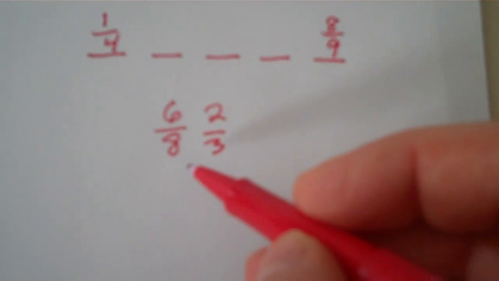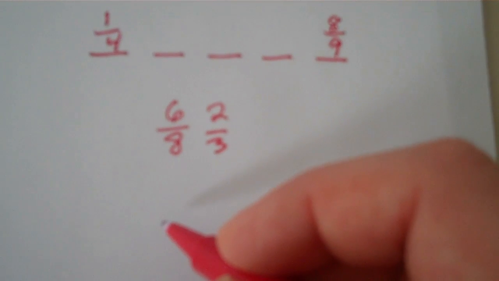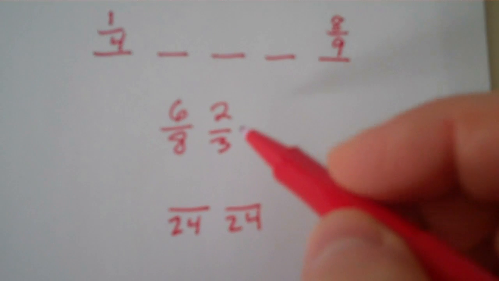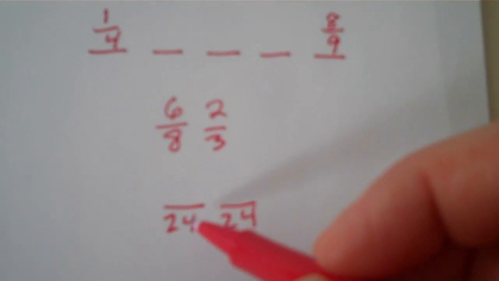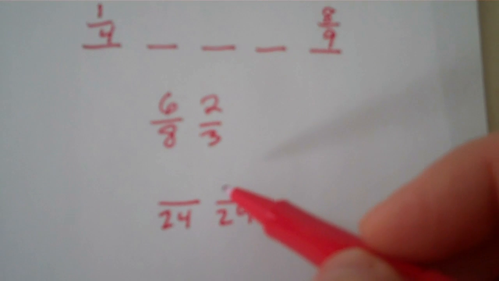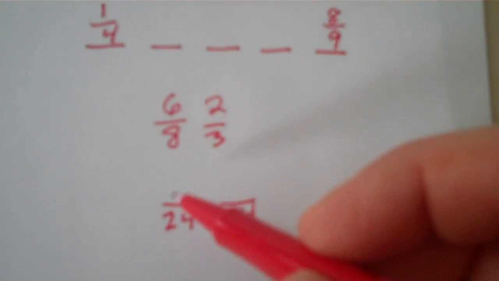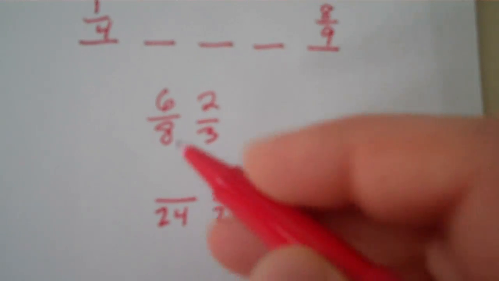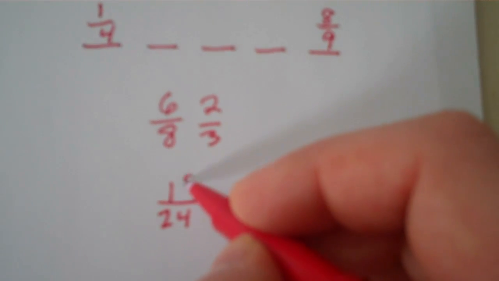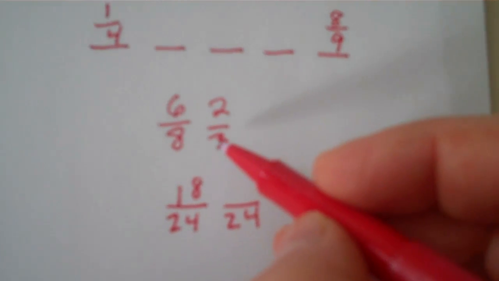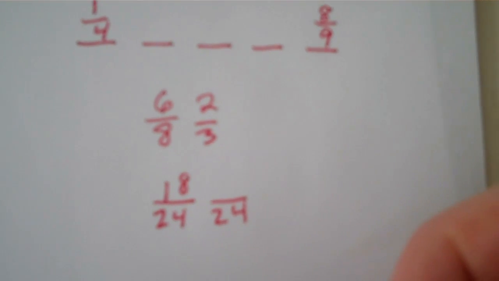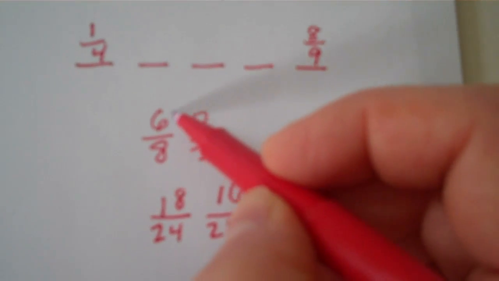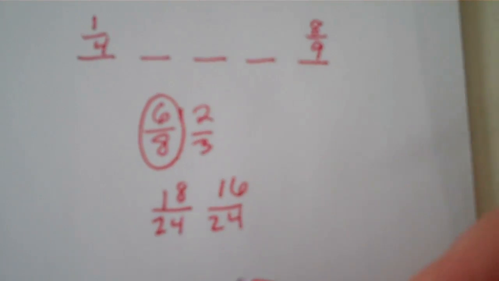Now, I first need to find a common denominator for 8 and 3, and that's going to be 24. 8 times 3 is 24, and I know that it's a multiple of both of those numbers. To get from 8 to 24, I needed to multiply by 3. So to get from 6 to something, I need to multiply by 3 also, and that's going to be 18. To get from 3 to 24, I needed to multiply by 8. So I have to do 2 times 8, and I get 16. So 6/8 is bigger than 2/3.